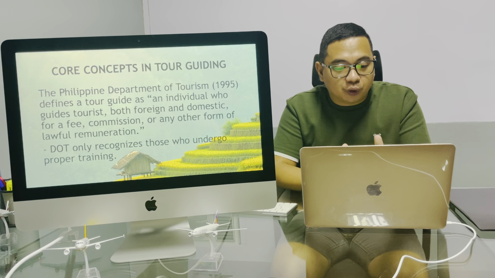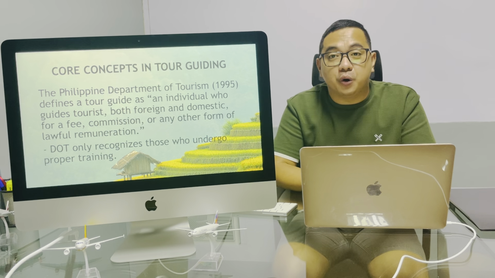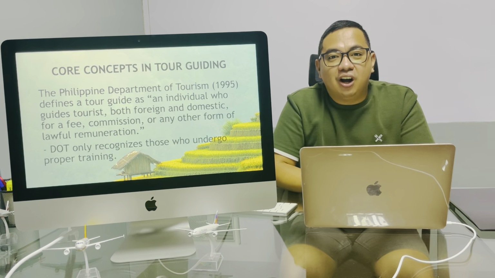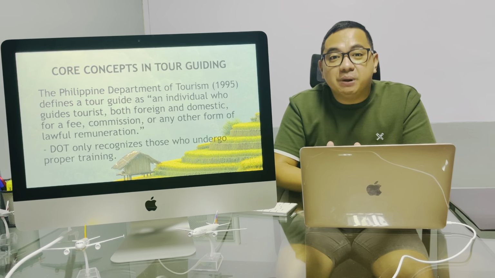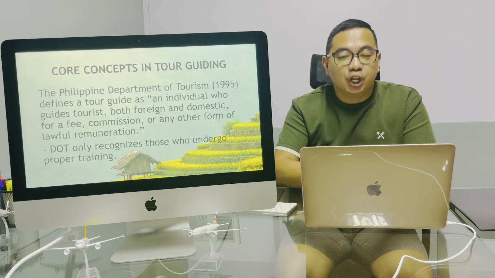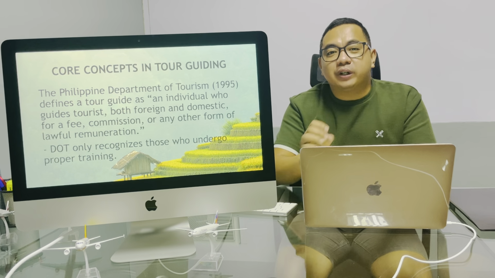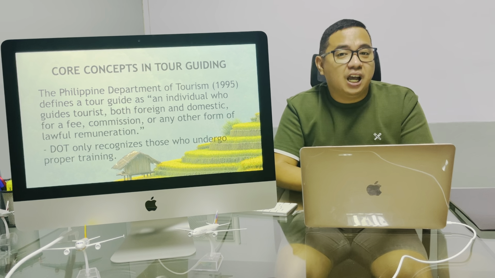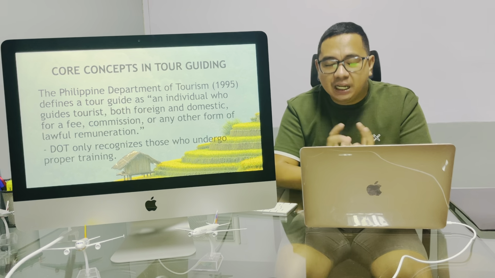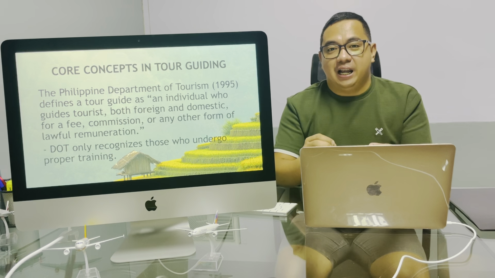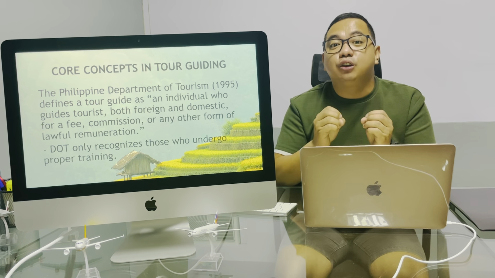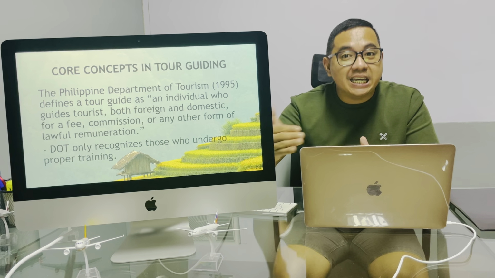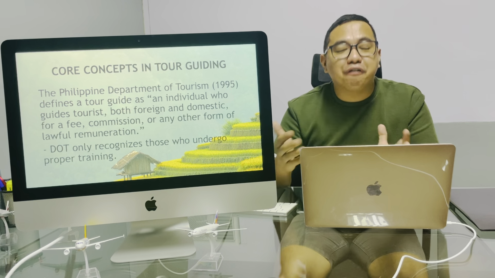So the Department of Tourism only recognizes those who undergo proper training. So guys, later on, as we go along with our lesson, you will know that the Department of Tourism is actually giving tour guiding training. Sometimes this is for free, sometimes it is paid by the company or the LGU, because they want to have DOT-trained or accredited tour guides to guide the tourists who are coming in and out, maybe domestic or foreign travel.